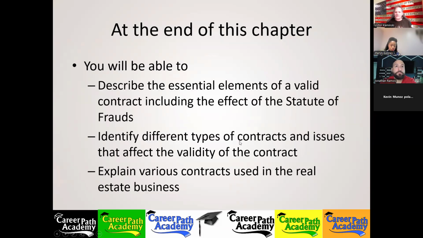We're going to identify different types of contracts and issues that affect validity of contracts, and we're going to learn what those terms mean. We're going to explain various contracts used in the real estate business as well, and the kinds that real estate agents can prepare and the kinds they cannot.